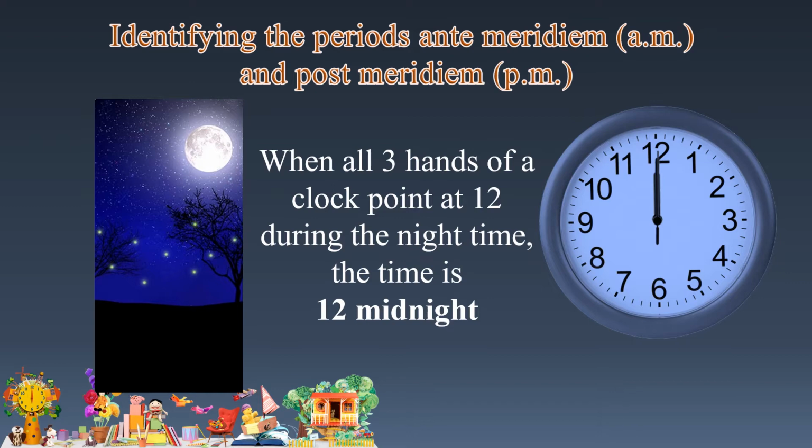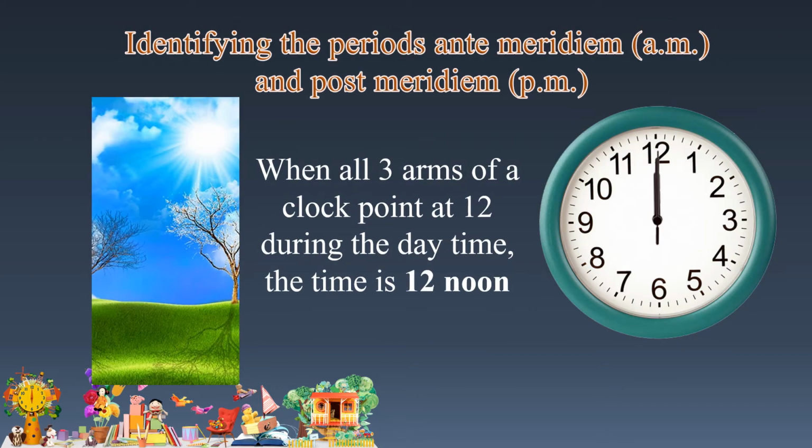But it differs when it comes to daytime. When all three arms of a clock point at 12 during the daytime, the time is 12 noon. Previously, it was 12 midnight when it was night time. Since this is the daytime, now it's 12 noon.